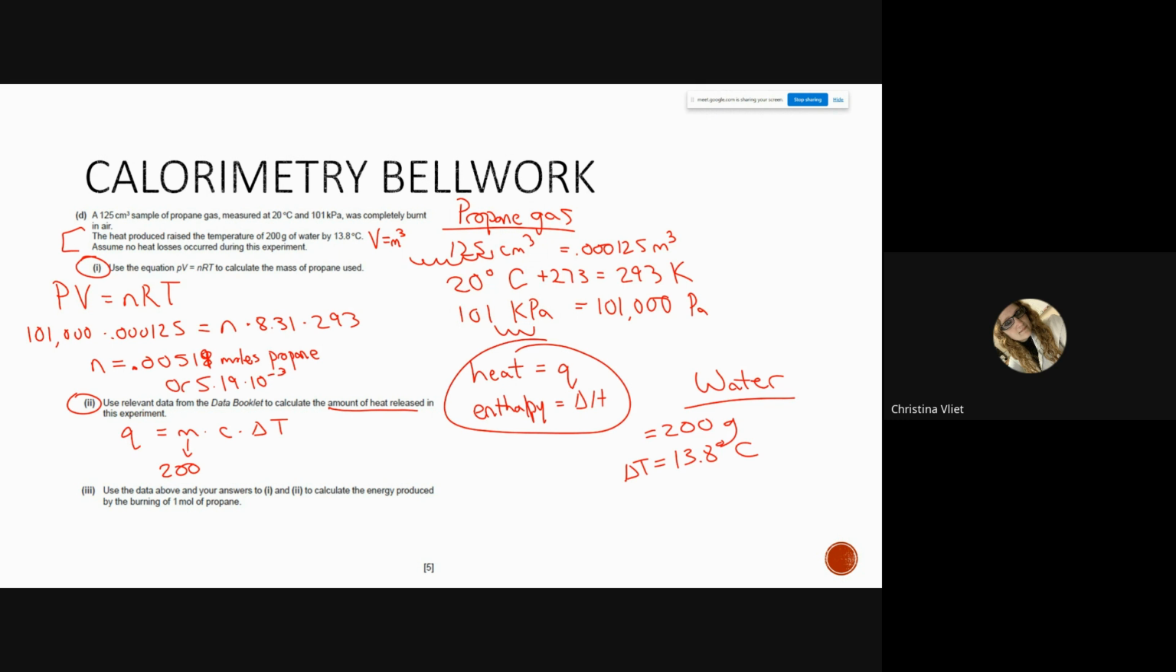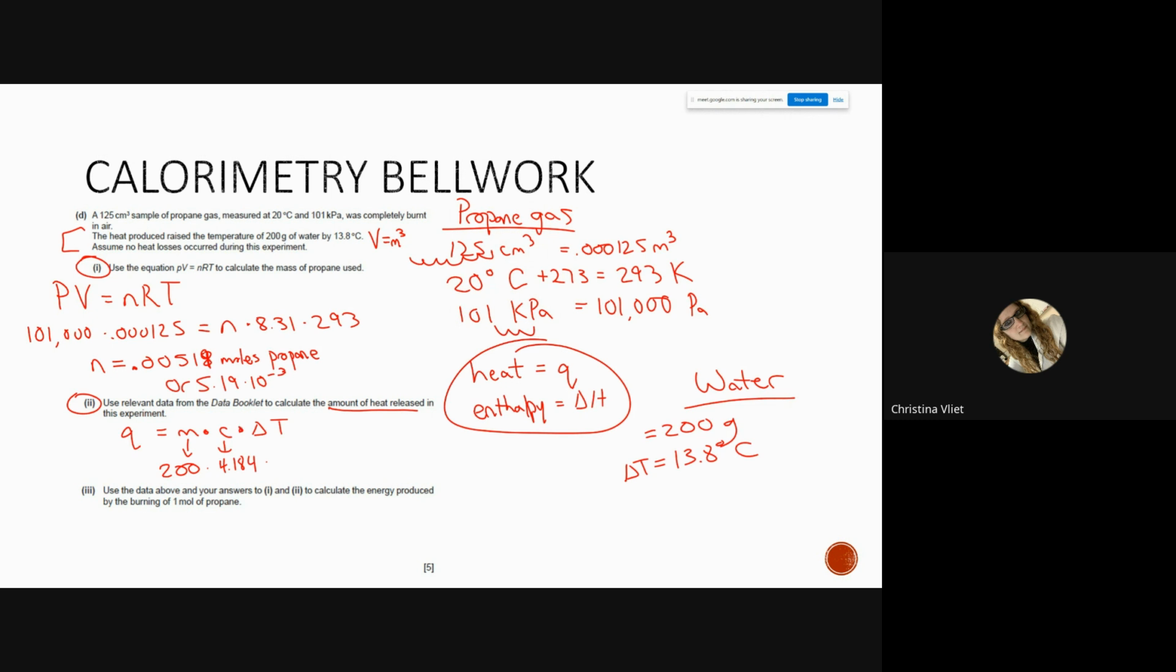All right. C is what? Some people round differently. Like sometimes on paper 3, they'll tell you it's 4.18 or 4.2. Just use whatever number they give you. It is 4.18 for 4 significant figures.